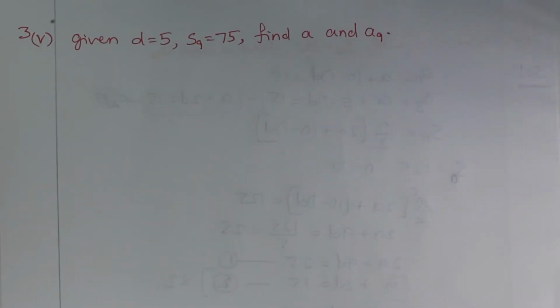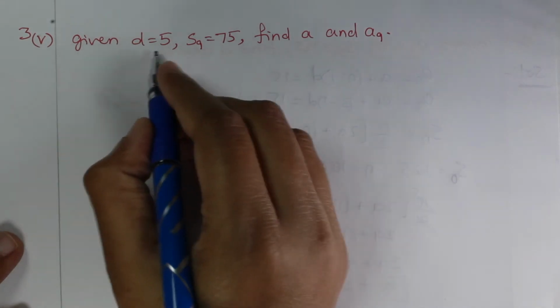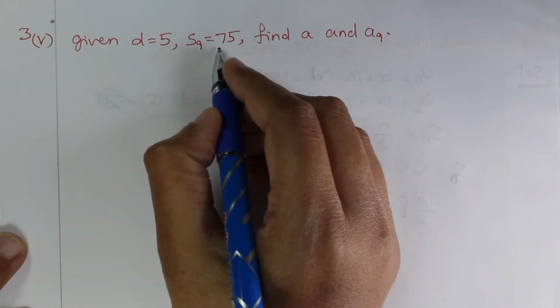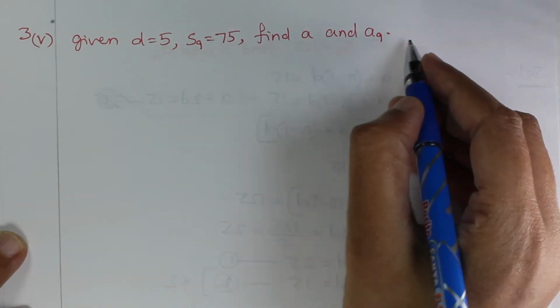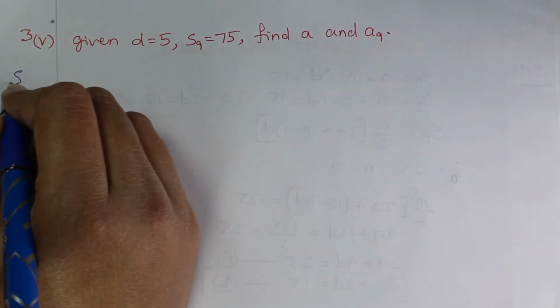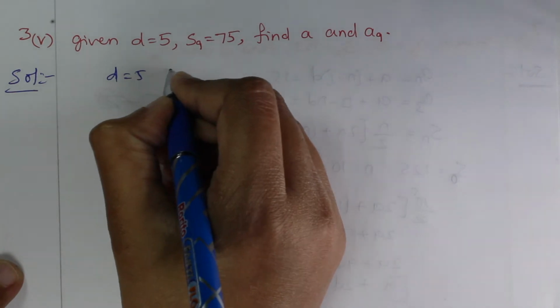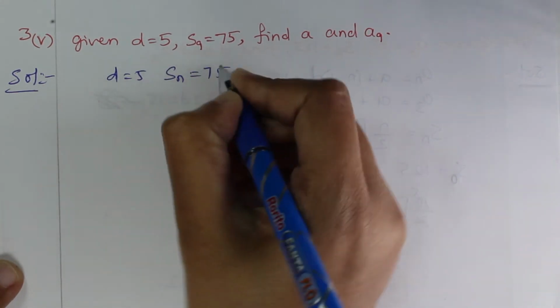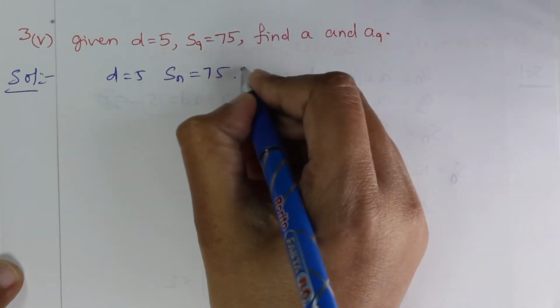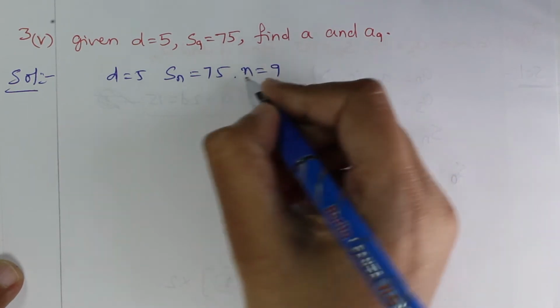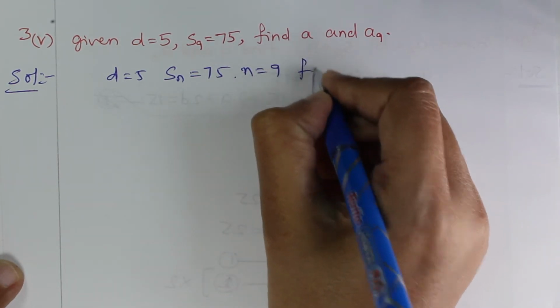Now let's move to the fifth part of the third question. Given d is equal to 5, s9 is equal to 75, find a and an. So he has given the d. We know the d value, we know the sn value, and we know the n value also. n is equal to 9. Now we have to find out a.